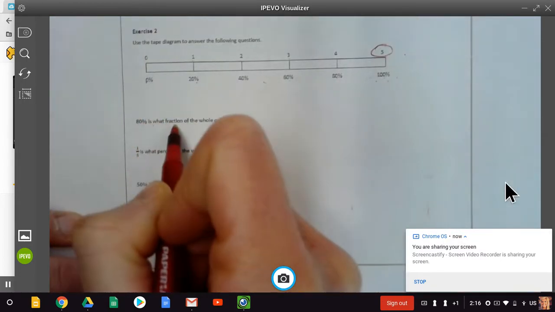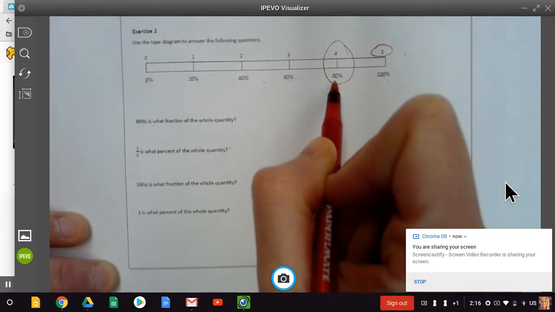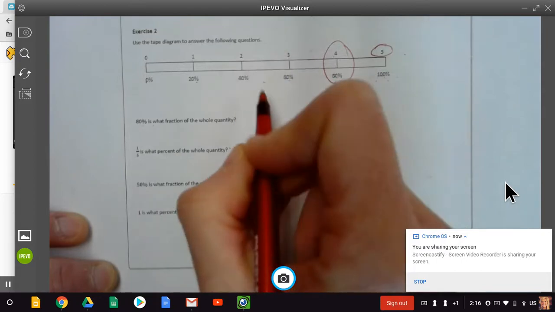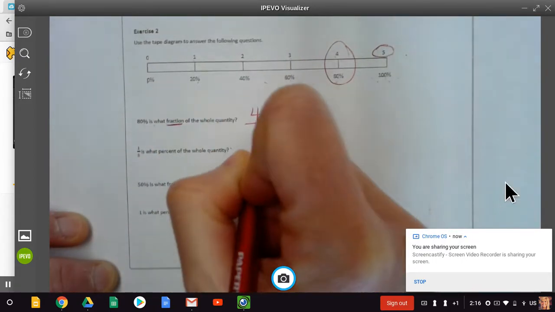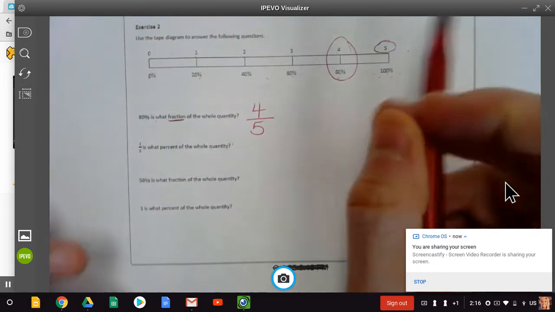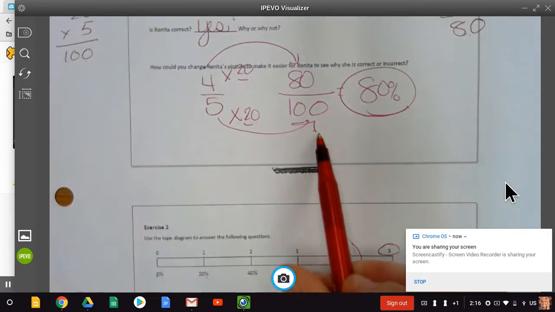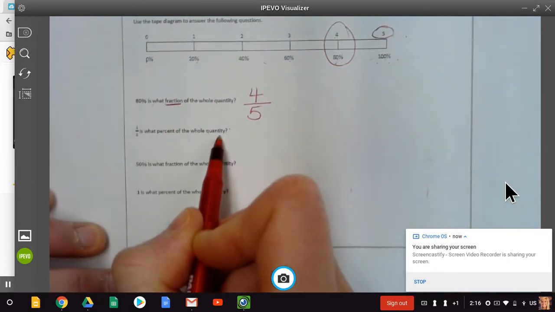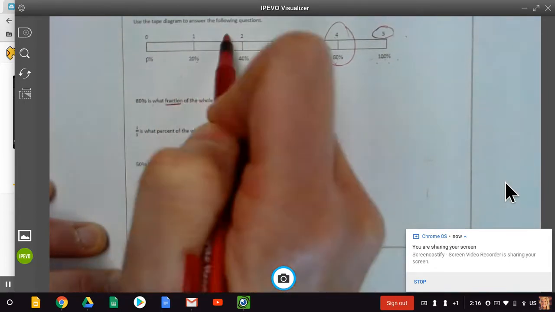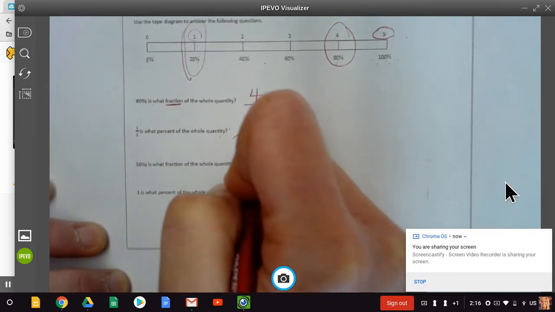So it says 80% is what fraction of the whole quantity? So if you look here, 80% is 4, but it says what fraction? 4 what? 4/5. 4/5 of the whole quantity. It is 4 parts out of 5. Okay? 80% is 4 parts out of 5, and we just proved that right up here. 1/5 is what percent of the whole quantity? So if you look, 1/5 is 1 part out of 5. We're looking right here, and that's 20%.